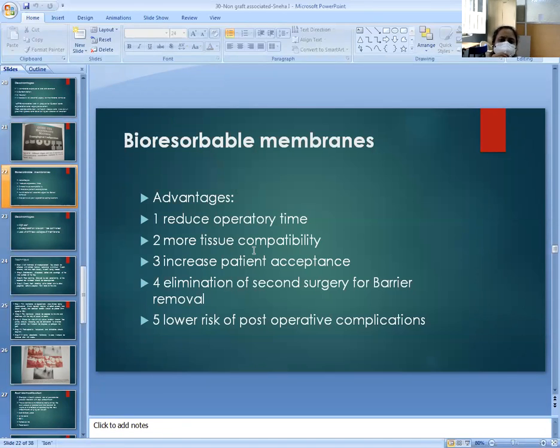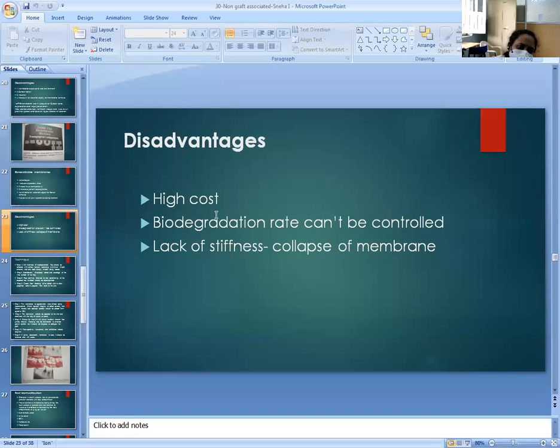Advantages of bioresorbable membrane are it reduces operatory time, more tissue compatibility is there, increased patient acceptance, and elimination of second surgery. Automatically it gets resorbed, so no second surgical procedure is required, and lower risk of post-operative complications. But this membrane can also get exposed to the oral cavity, and it may lead to infection also. It may also act as a foci of infection.